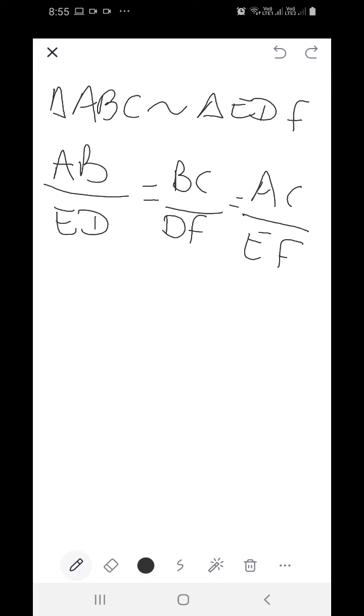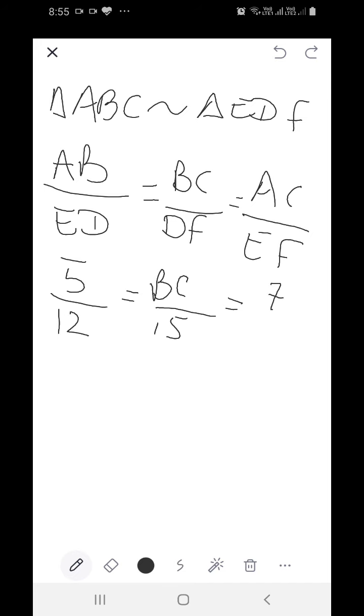AB is given to you as 5 cm. So 5 upon ED is given to you as 12 cm, is equal to BC is not given to you. So it means you have to find BC upon DF. DF is given as 15 cm, is equal to AC is given to you as 7 cm. And the third side of triangle EDF is missing, which is EF.